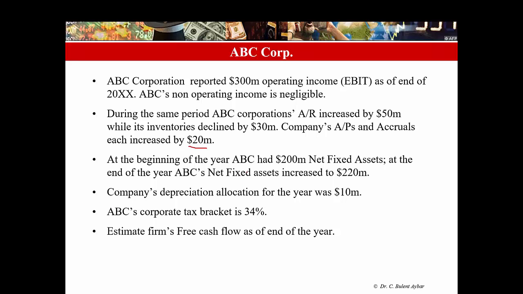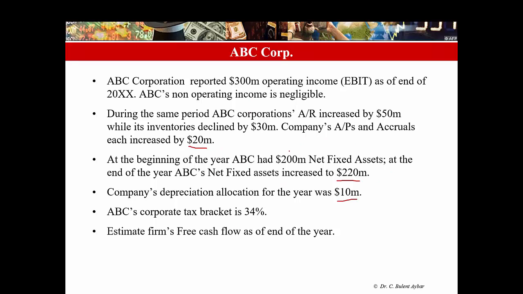At the beginning of the year, the company had $200 million of net fixed assets. At the end of the year, net fixed assets increased to $220 million. And the company's depreciation allocation for the period was $10 million. The company's tax bracket is 34%, and we will estimate the firm's free cash flow as of the end of the year. So again, we have all the information that we need to calculate the free cash flows. We have EBIT as $300 million. We have the tax rate, so EBIT times 1 minus tax rate, plus depreciation.